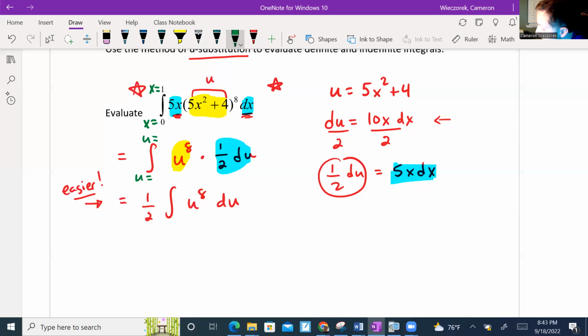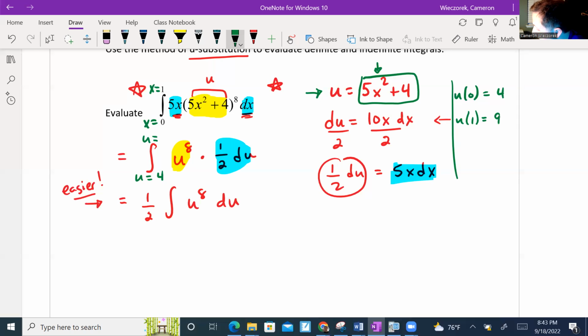And all we do to get the new bounds is we substitute in the original lower bound and upper bound into our expression for u. So if I evaluate here, my lower bound to start with was 0. So if I want to see what 0 outputs using this new substitution, I would just compute u of 0. 5 times 0 squared would be 0, plus 4 would be 4. So my new lower bound would be 4. And then I do the same thing with the upper bound. X was 1. So if I plug 1 into my U substitution, U of 1 would be 5 times 1 squared would be 5, plus 4 would be 9. So my new bounds become 4 to 9.